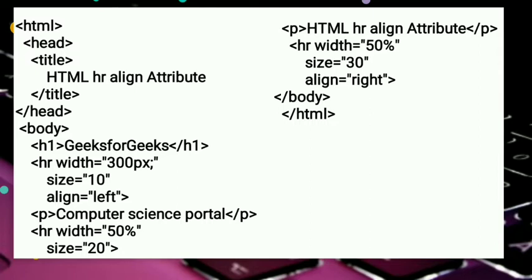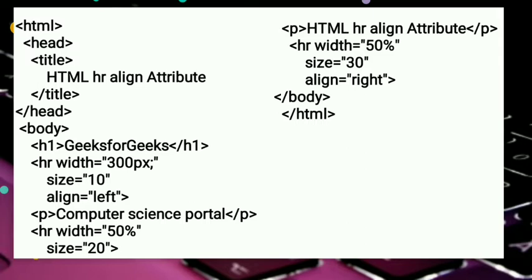Okay, again p tag is a paragraph tag. I will explain later. Next again, next line HR width is equal to 50%, size equal to 20, and the text is HTML HR align attribute. Okay, again HR width is equal to 50%, size equal to 30, align is equal to right. I think you will get some confused in this code.